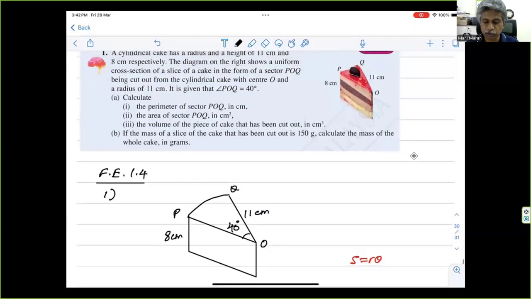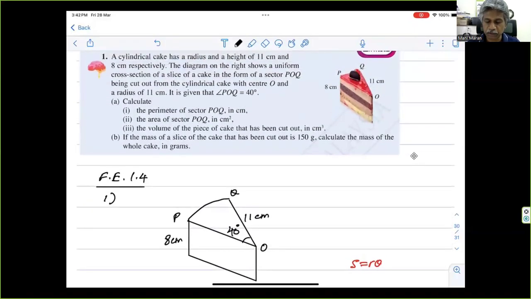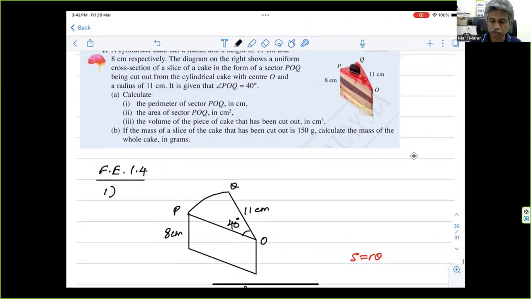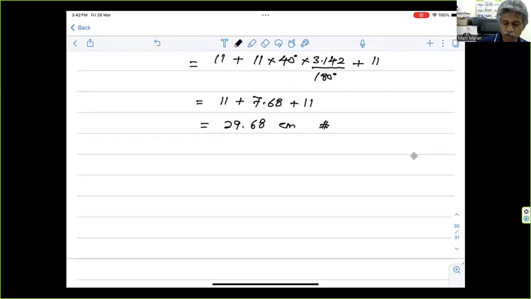In part 2, you have to find the area of sector POQ. What is this area? Okay, so the area of a sector is very simple. We use the same formula we have studied earlier.